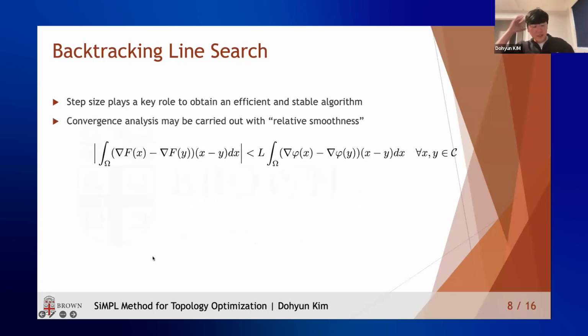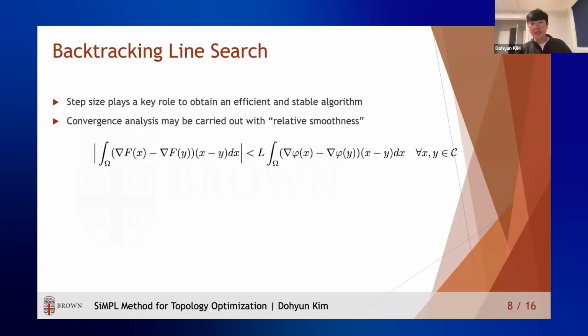So the convergence analysis of the mirror descent method sometimes involves this relative smoothness. This one looks a little bit unfamiliar, but if we replace the gradient of phi by the L2 norm, then this condition is the same as the Lipschitz continuity of the gradient. But because we are working with Bregman divergence, this is a different version in the Bregman divergence.